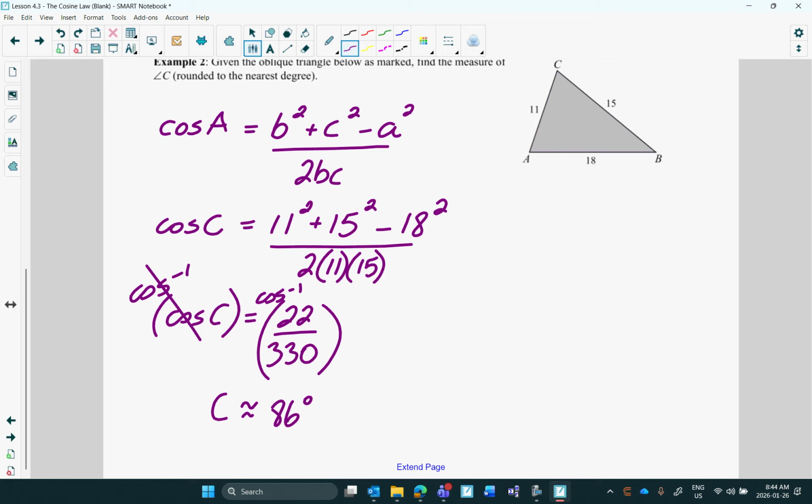Okay, the next page is just a proof of the cosine law. Cosine law is kind of a combination of trig and Pythagoras. And you can kind of see that in the formula, where we're squaring the sides and adding them together. Okay?